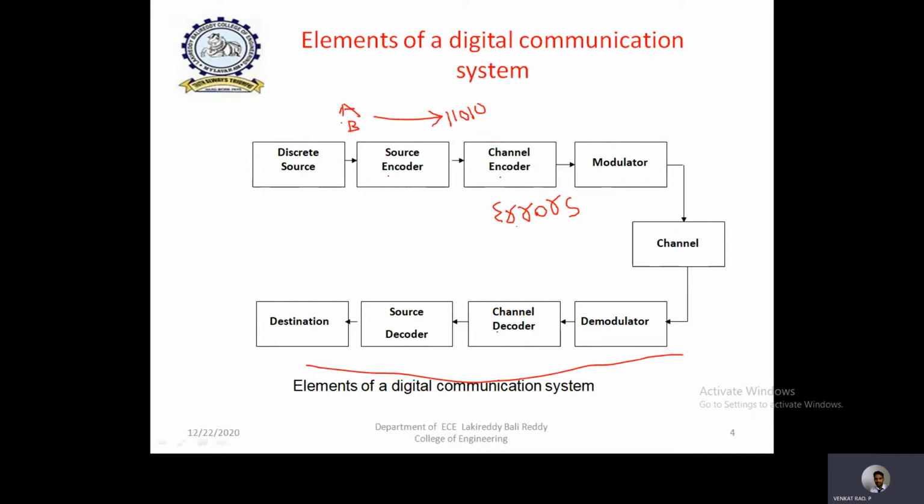For the purpose of detection and correction of errors, the process used in the channel encoder is that when the input bit sequence comes to the channel encoder, it adds some extra bits to the original message bits. These extra bits we generally call parity bits. So the output of the channel encoder will have the original message bits as they are, along with some extra parity bits.